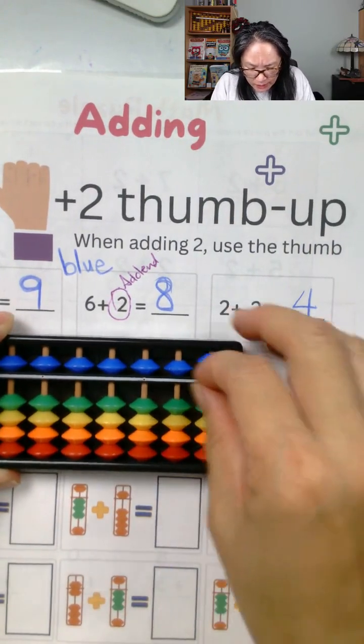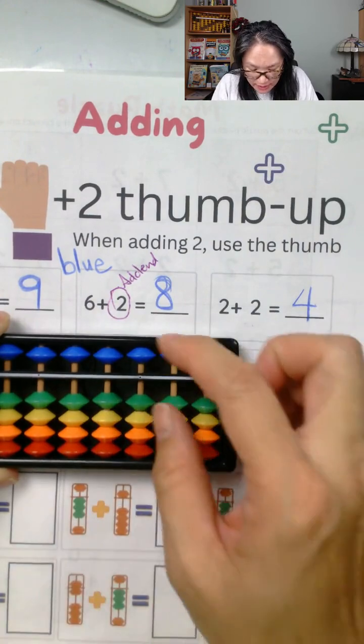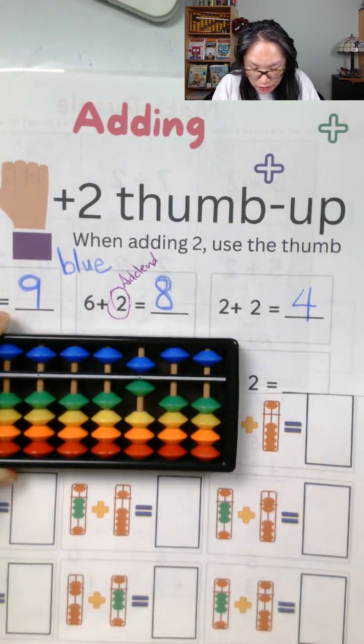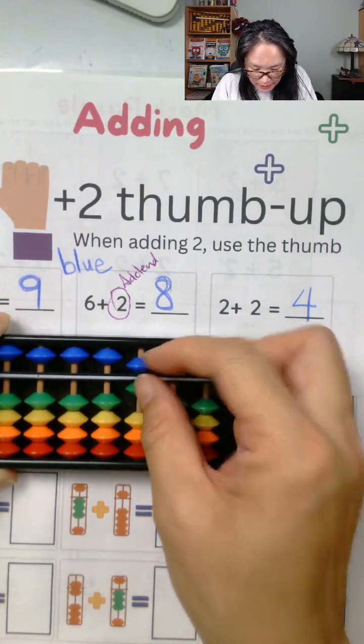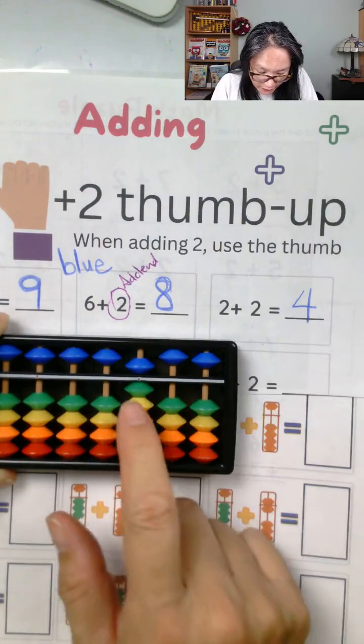Okay, so what we're going to do is we're going to do 6. When we do 6, we want to know, can we add the 2? Yes, we can. So we're going to add the 2. 1, 2. So my final answer is 8.